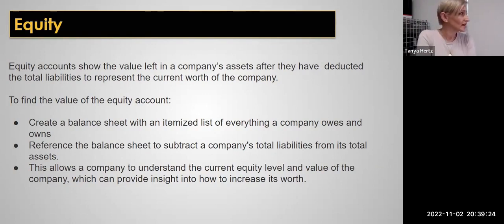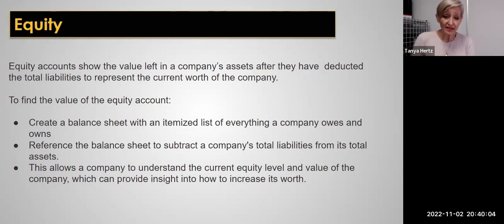So equity is what's left over and what your ownership is in the company. So equity accounts show the value that's left in the company's assets after you've removed all of your liabilities or your expenses. So this gives you essentially your current value of the company, your current ownership of the company. So to find the value of your equity account, you'll create a balance sheet with an itemized list of everything that your company owns and owes. And like I said, I have a sample for you that we're going to be going over here in a little bit.